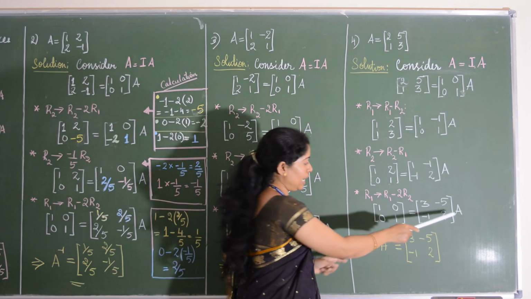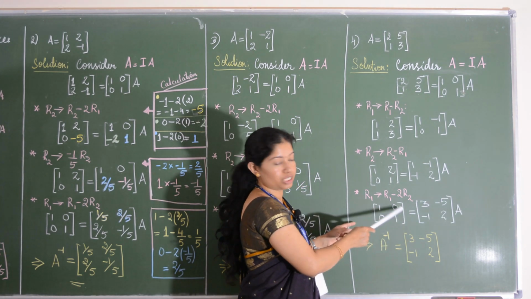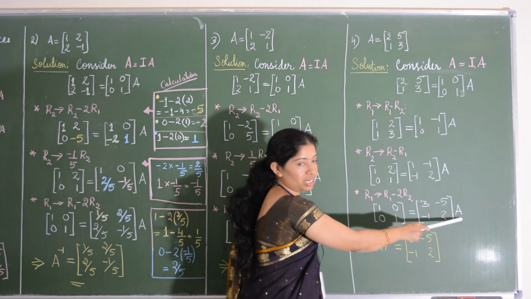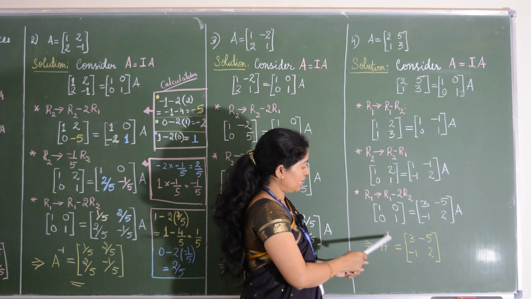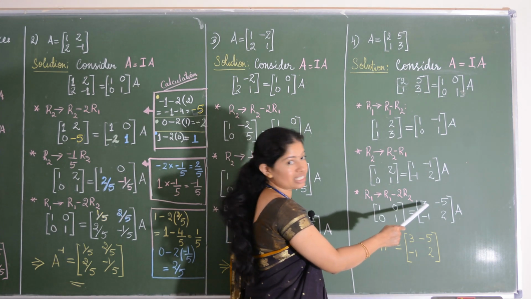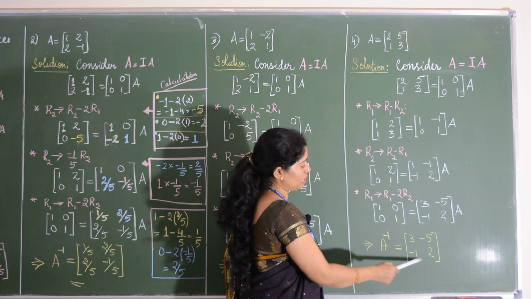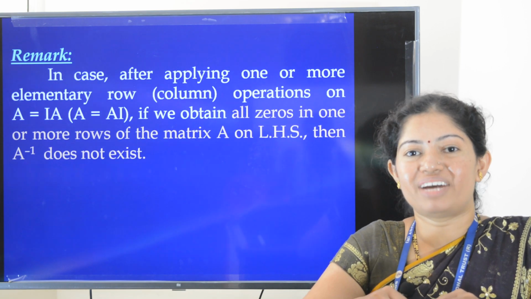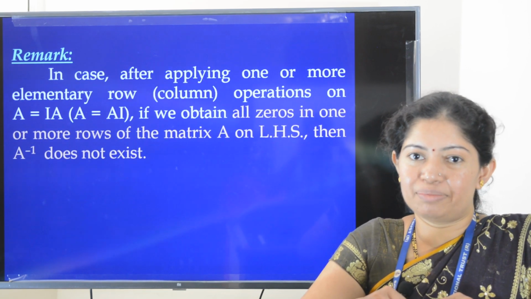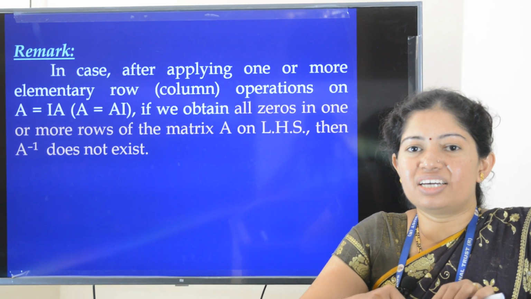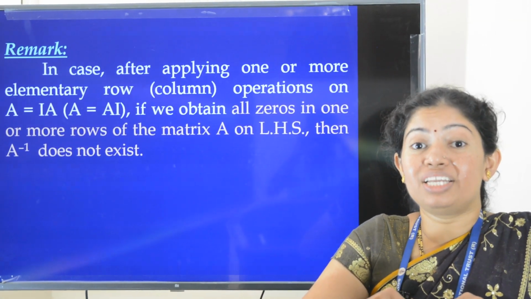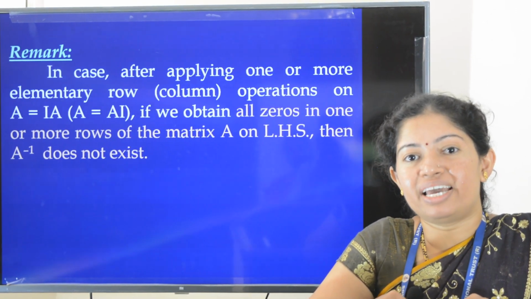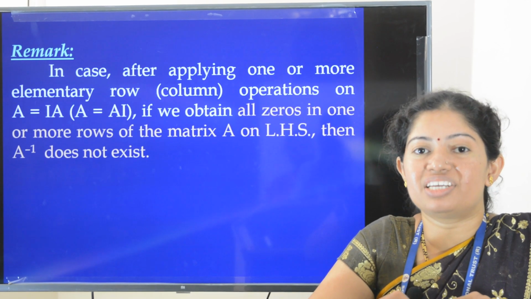So we got A into this matrix is equal to identity matrix, means this is the inverse of the given matrix A. So finally we can write A inverse is equal to the matrix having the elements 3, minus 5, minus 1 and 2. So students, we have solved 4 problems of finding inverse of a matrix by using elementary row operations. In case when you apply these operations and if you get the elements of any row or column as zeros, then inverse of that matrix does not exist.